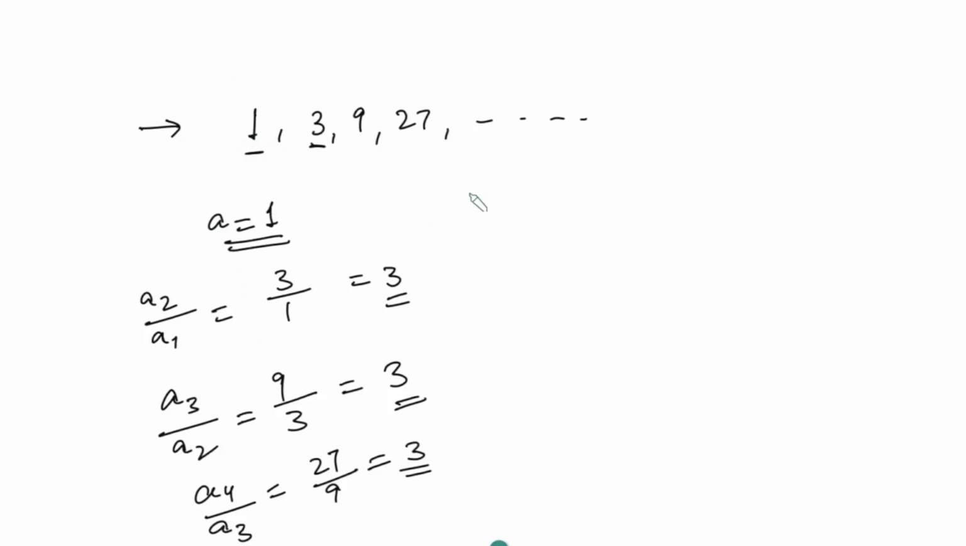And in order to find the nth term of this sequence, we can use the formula a times r raised to the power n minus 1. A is 1 times r, which is 3, raised to the power n minus 1. So 3 raised to power n minus 1 gives us the last term or general term of this sequence.